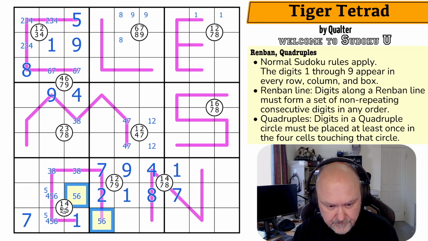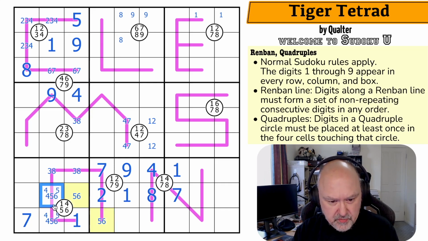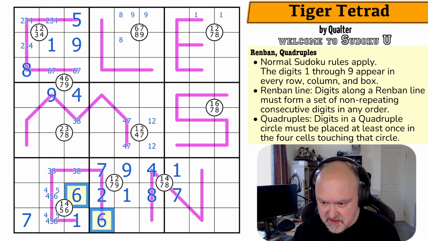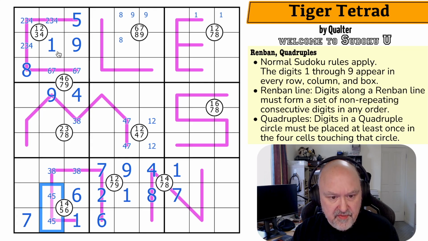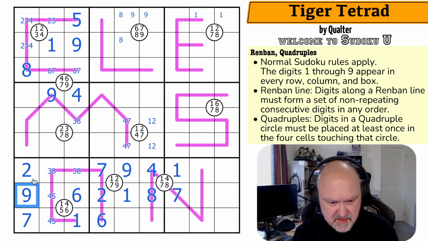I'll mark them in yellow. 4 is in one of those two. Oh, I had 5 in one of those two. Yeah, because this 5 is now looking down, making both of those 6. So this is a 4, 5 pair. And the 4, 5 is looking up saying that's not the 4. So this is a pair. 1, 2, 3, 4, 5, 6, 7. No, 2. This is a 2, 9. And that's fully resolved by either of those. So this is 2 and this is 9. So we know what these two digits are.